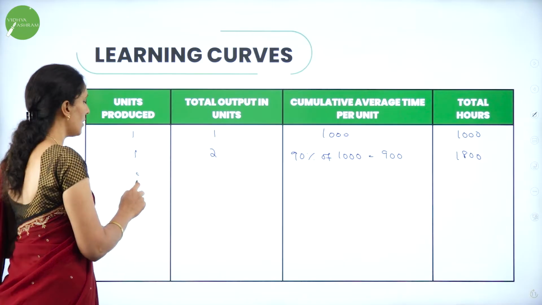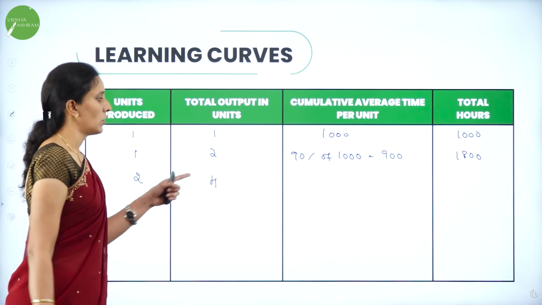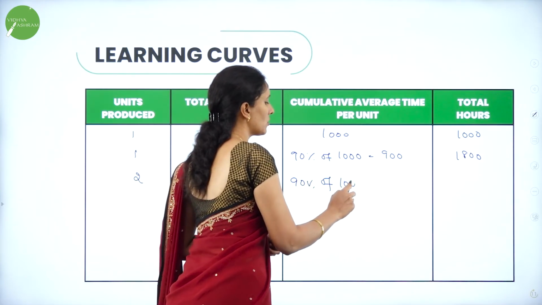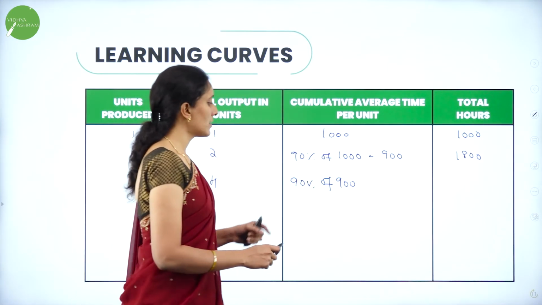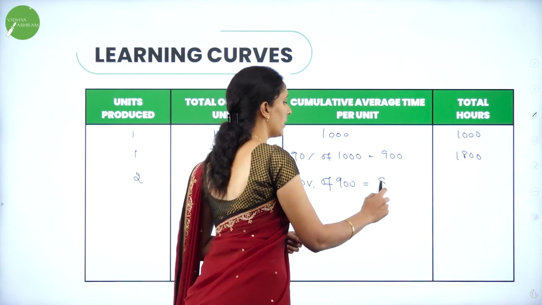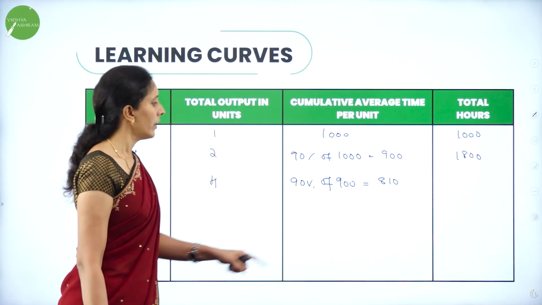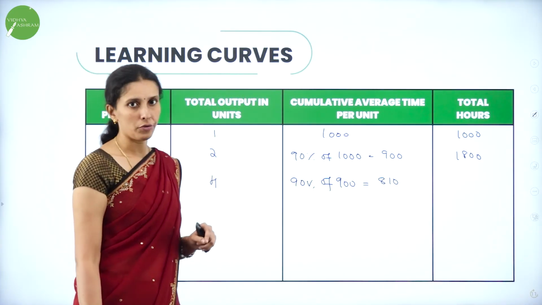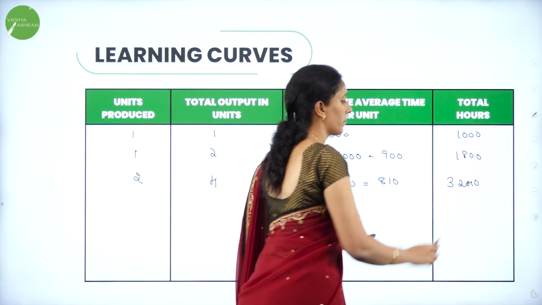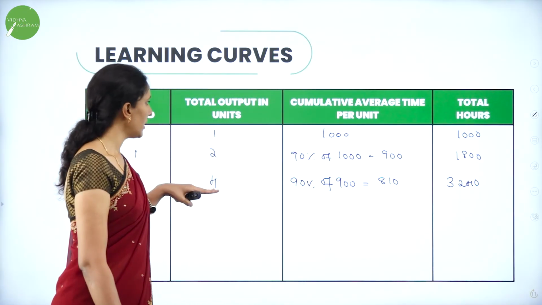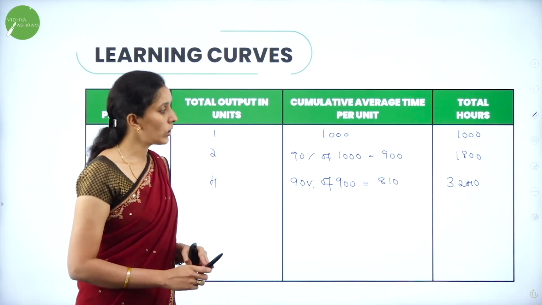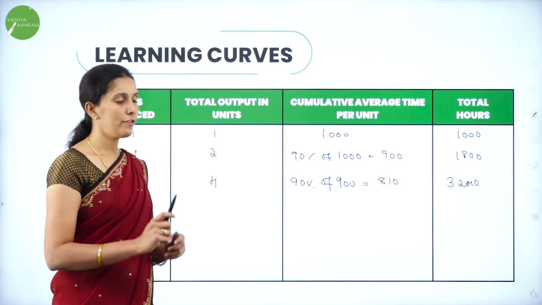Next is again 2 plus 2, 4. So here again 90% of 900. So 90% of 900, here it is 90 divided by 100 into 9. So that is 810. Now 810 into 4 units. So that is equal to 3240. So here we need to find only the 4 lots, so we will stop here. So therefore the total hours is equal to 3240.